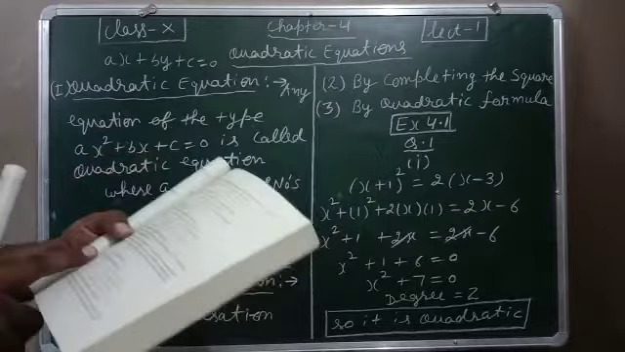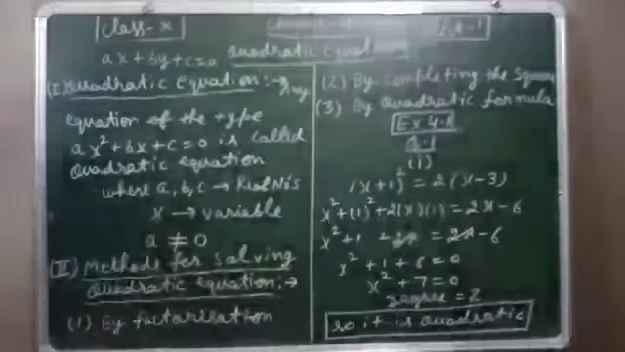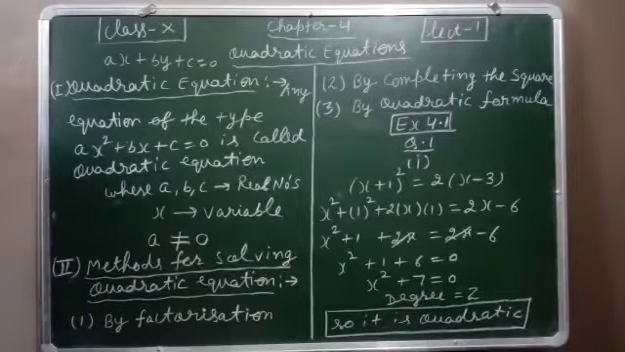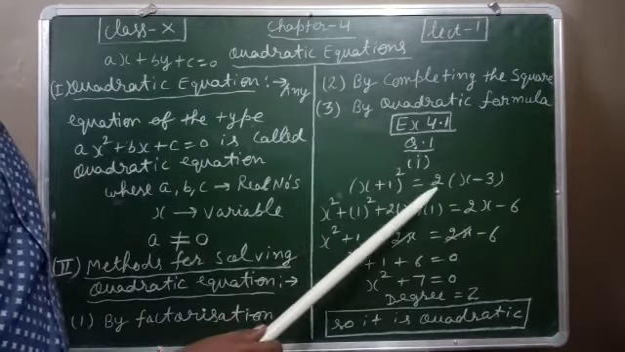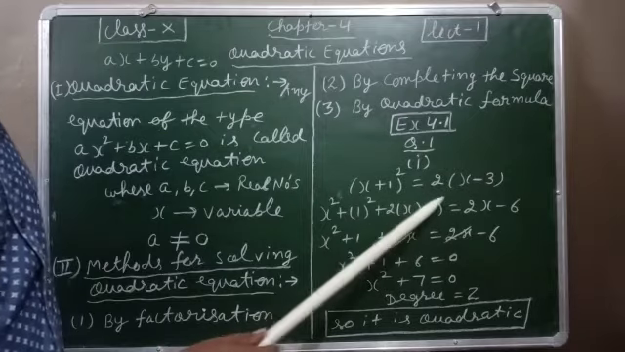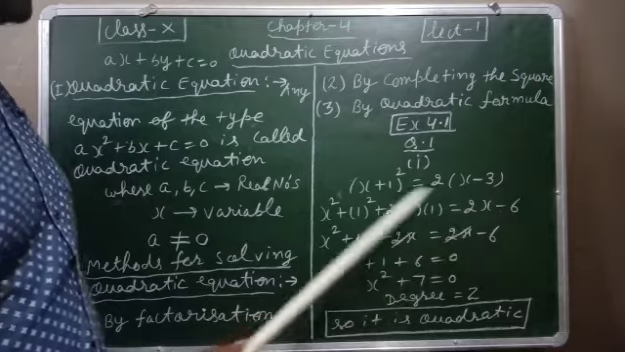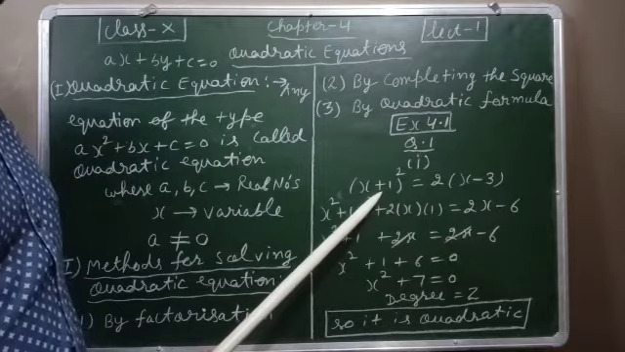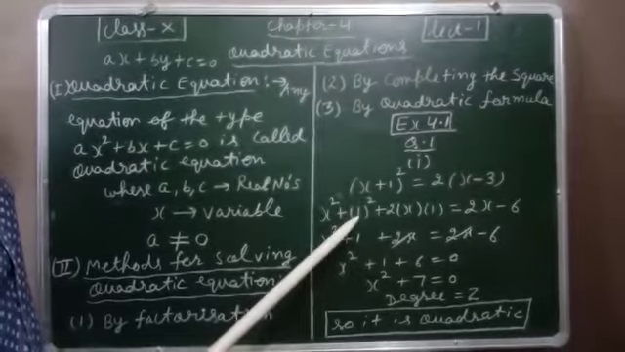First question: check whether the following are quadratic equations. Here there are 8 parts. We have to check one by one which are quadratic equations and which are not. A quadratic equation is one where the highest power is 2, otherwise not. So let us take the first part: x plus 1 square equal to 2x minus 3. Here we will apply the formula a plus b square. So a square means x square, b square means 1 square, plus 2ab.